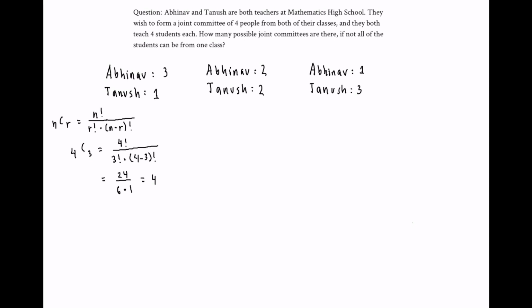Now we must consider the number of ways we can pick 1 student from Tanush's class out of the 4 total students in his class. This is the same thing as writing 4 choose 1, which is equal to 4 factorial over 1 factorial times 4 minus 1 factorial. And after simplifying, we get 24 over 1 factorial times 3 factorial.